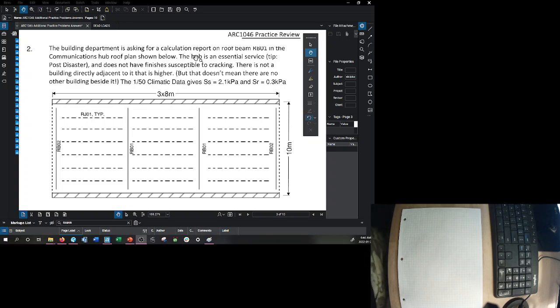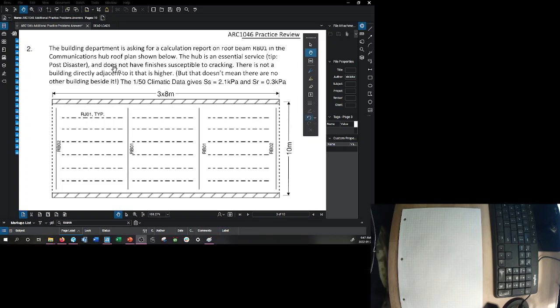So a community center would often be high importance unless we've been told otherwise, so that it can be used as a shelter after a disaster. Post-disaster are the buildings that need to be able to function as they were intended even after a disaster. So hospitals, communication hubs, ambulance deployment buildings, police stations, fire departments, all of those would be post-disaster buildings.